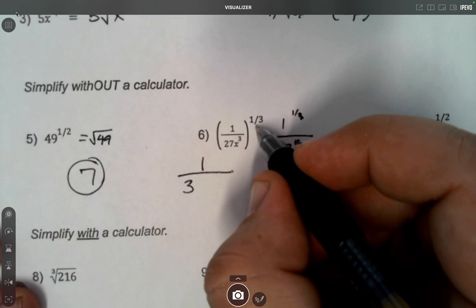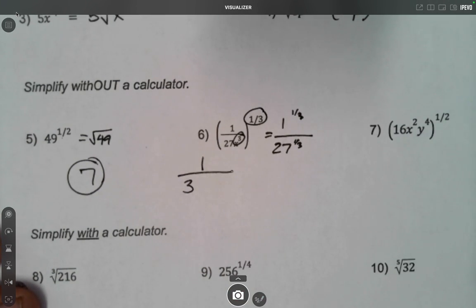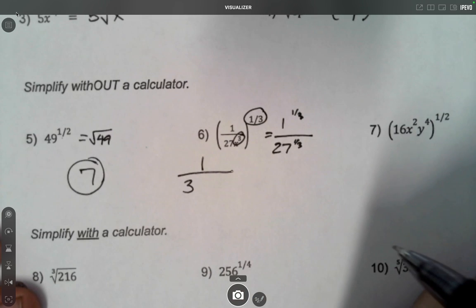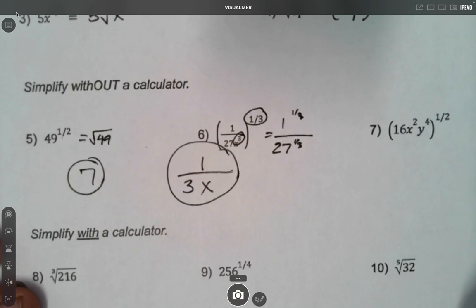Then, just like we learned before, when we have an exponent raised to an exponent, we multiply those numbers together. So 3 times 1/3 is 1, so we just end up with x to the first power. And if you want to write a 1 for the power, you can, but you don't have to.